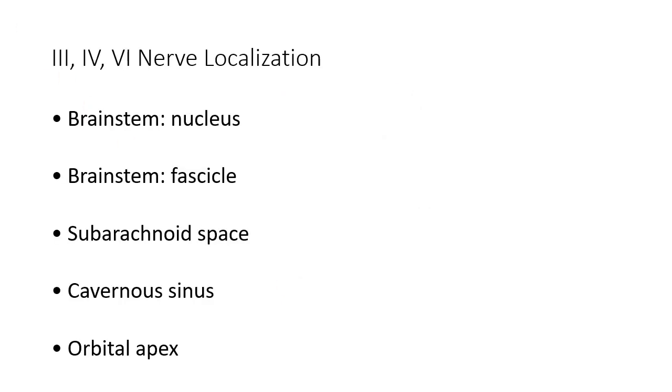So now we should start to localize, and you should think in terms of whether the lesion is sitting in the brainstem nucleus, or is it in the fascicle. Remember, that's the part of the nerve that just left the nucleus, but it's still within the brainstem. Is the lesion in the subarachnoid space, or in the cavernous sinus, or even at the orbital apex? So these are the areas where the nerves that govern extraocular movements can localize to.